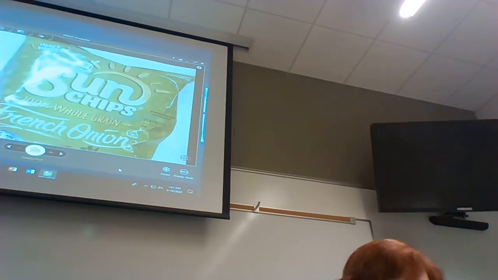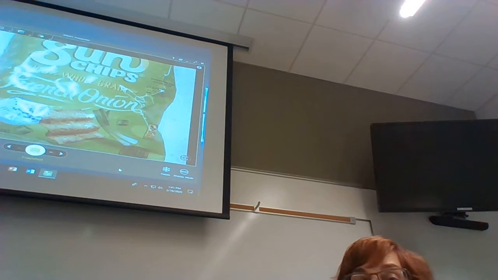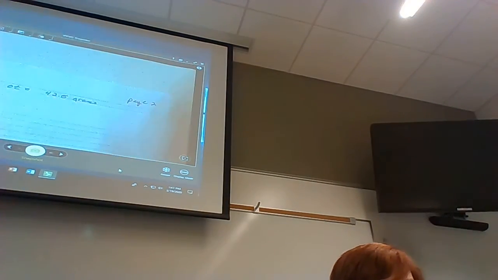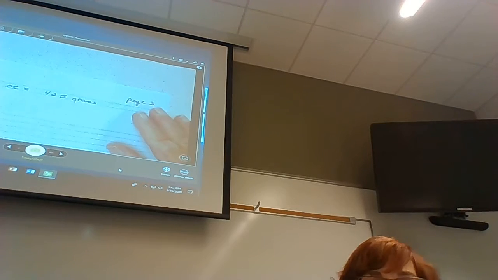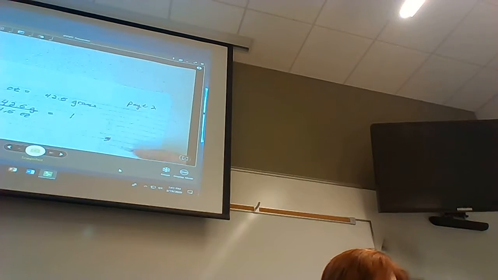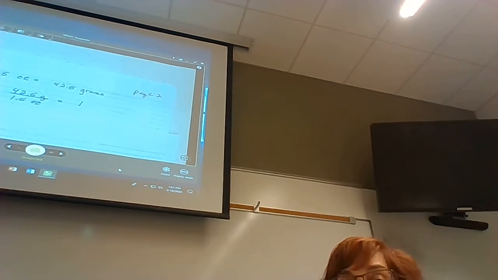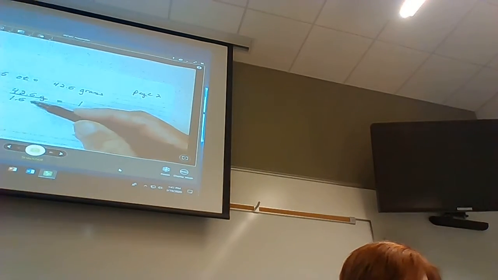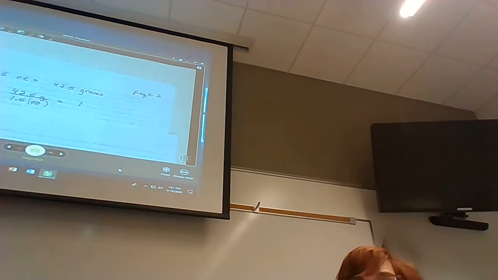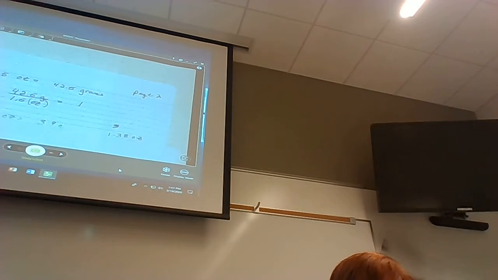This one's Sun Chips, and it says at the bottom it is 1.5 ounces, and it also says that it's 42.5 grams. So I know that 1.5 ounces is 42.5 grams, which means I can write that as a fraction, as long as I put the units, and that is equal to 1. When you use units with ounces, be sure to leave a space or put a parenthesis or something so it doesn't look like 1.50. It's 1.5 ounces. Okay?